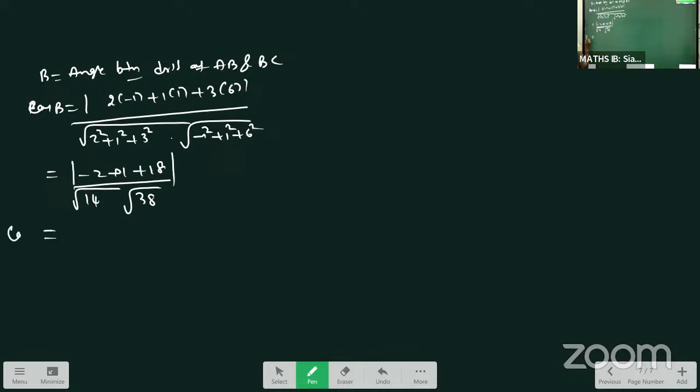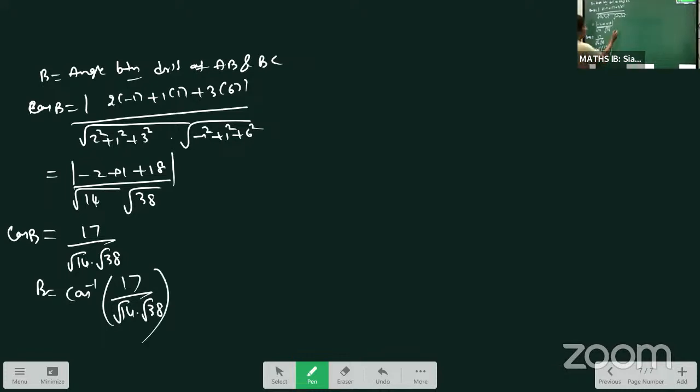So cos B is equal to 18 plus 1, 19, 19 minus 2, 17, 17 by root 14 into root 38. Both are bigger numbers, you need not multiply. Just B is equal to cos inverse of 17 by root 14 into root 38. Leave it like this. One more angle. If this were in degrees, you could directly take angle A plus angle B plus angle C as 180 degrees. But this is not a perfect angle, so you cannot do that. So you have to find it out.